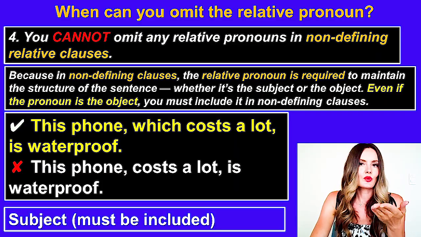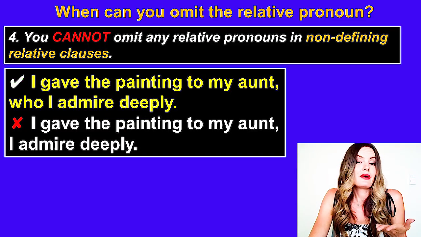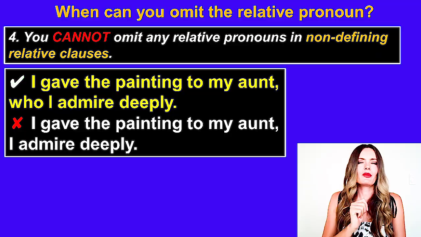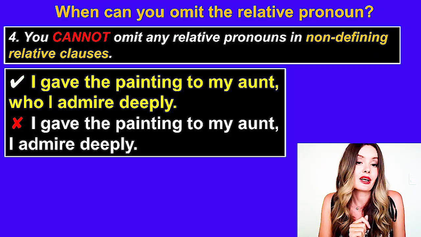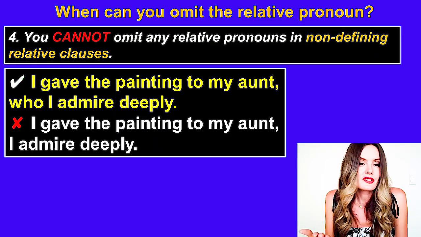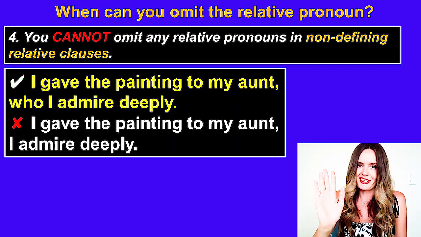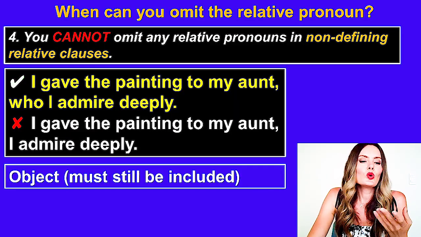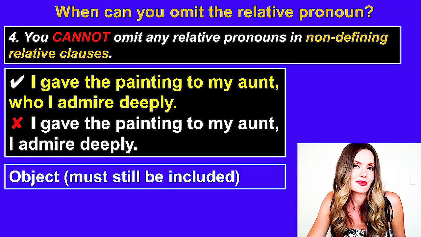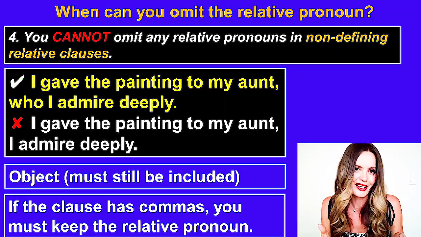And in this sentence, which is the subject? Subject must be included. I gave the painting to my aunt, who I admire deeply. Who I admire deeply is a non-defining relative clause. It gives us some extra details. That's why it's wrong to say, I gave the painting to my aunt, I admire deeply. So we cannot omit that. Even if who is the object in this sentence, it must still be included. If the clause has commas, you must keep the relative pronoun.